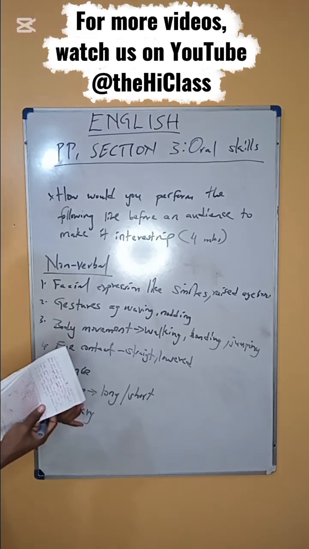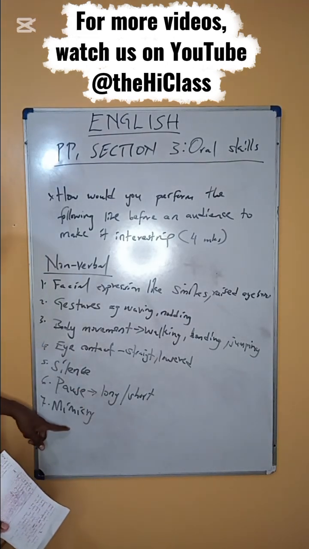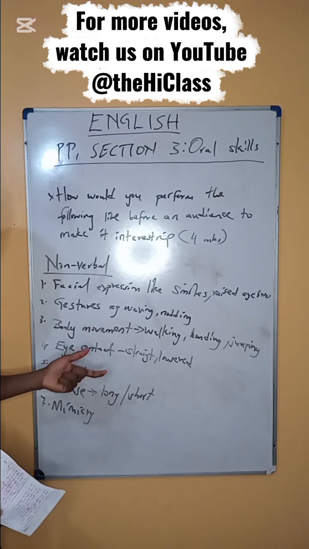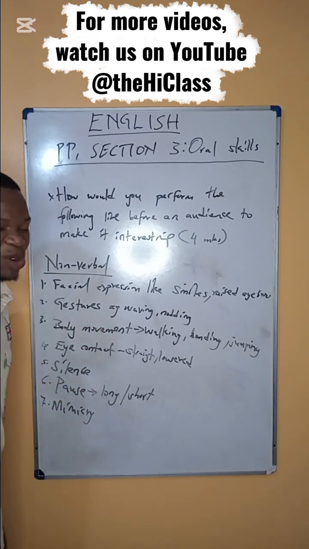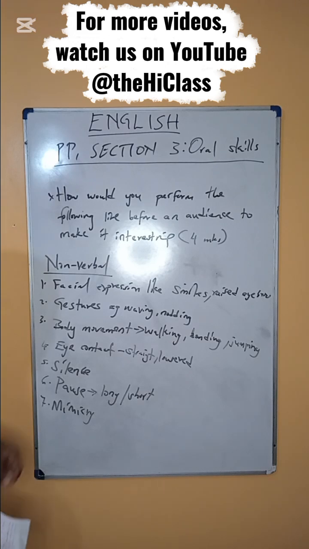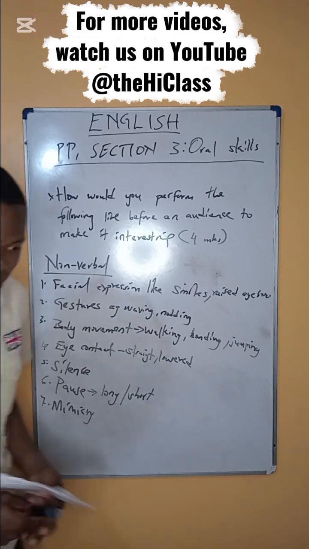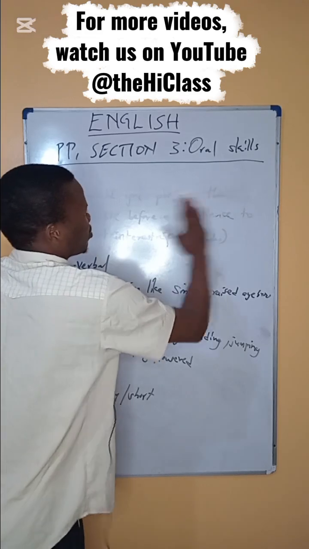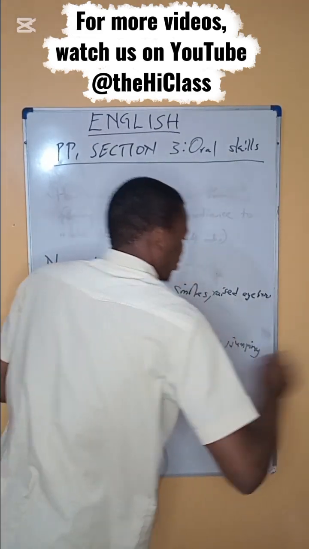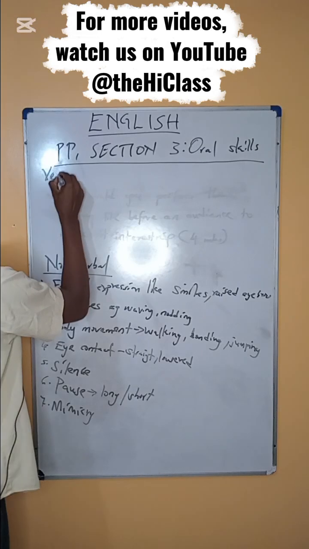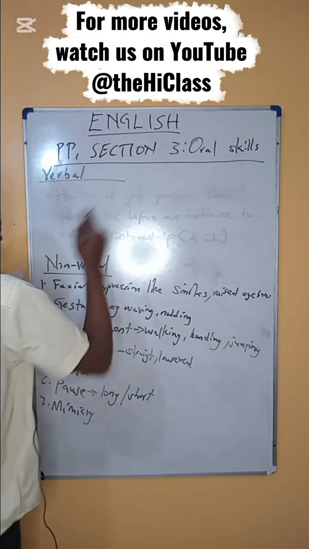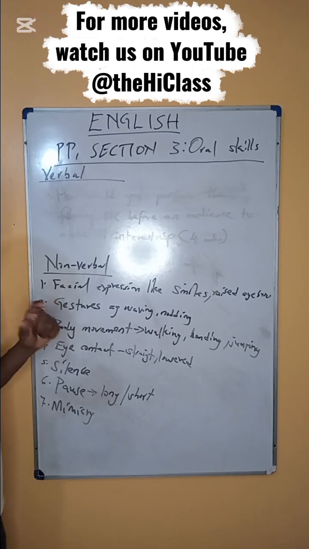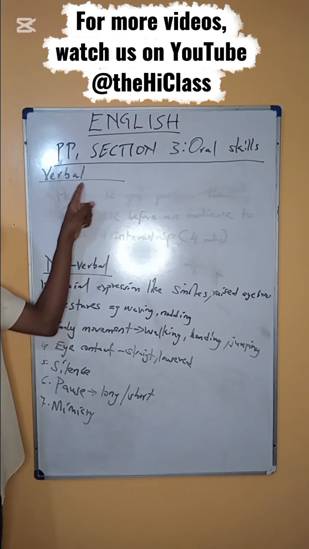Mimicry in the sense of you can mimic or copy, you can imitate how someone or something behaves. For instance, you can imitate the walking style of a person. That is mimicry. So all these are examples of non-verbal cues. Now, let's list some of the verbal cues. These ones involve the use of sound. It is manipulation of voice. So voice is involved, unlike the non-verbal cues where voice is not involved.